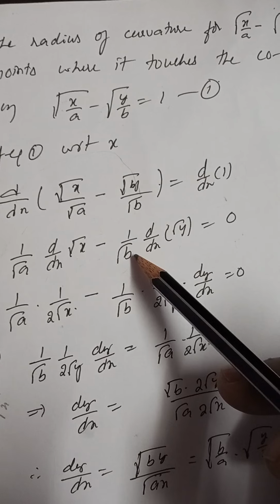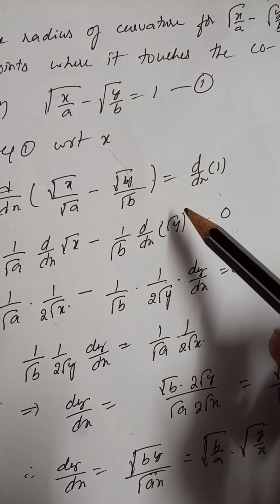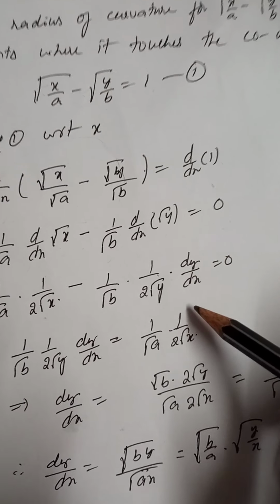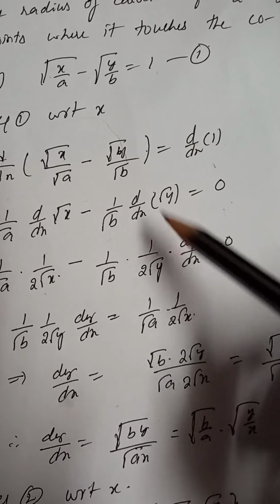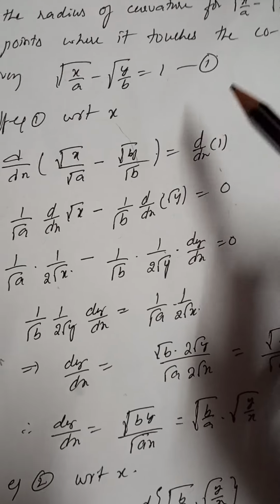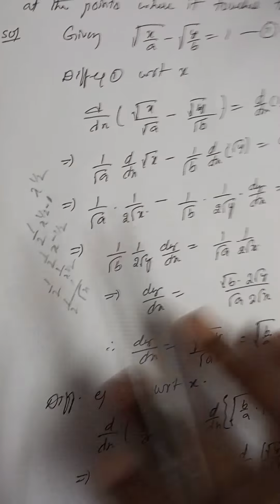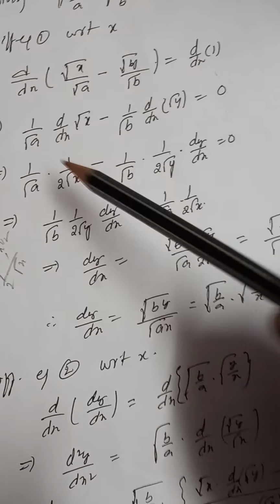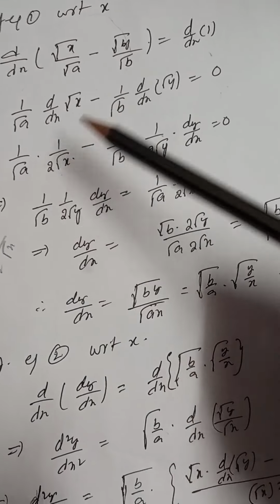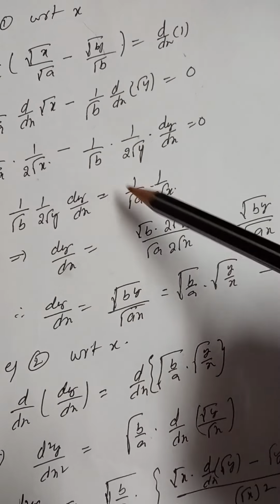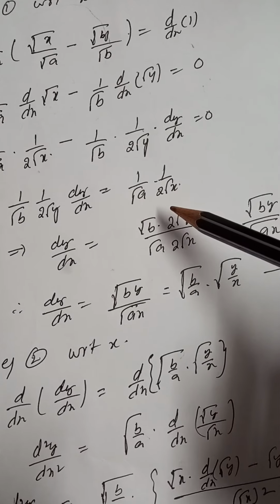Similarly, 1 by root b into differentiation of root y is nothing but 1 by 2 root y into dy by dx. We have to write dy by dx because y is a function of x, and we are differentiating with respect to x. Ordinary differentiation is equal to 0. Now here, rearranging the terms, 1 by root a in here, same. If you transport this term to the right hand side, what you will get? 1 by root b into 1 by 2 root y into dy by dx is equal to minus 1 by root a into 1 by 2 root x, right?